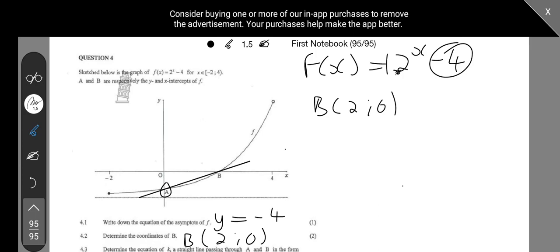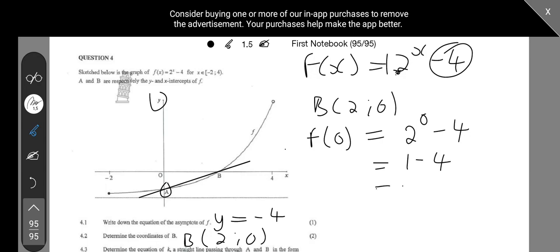Because that's on the y-axis. So we're going to say that f of x, or f when the value of x is 0, is equal to 2 to the power of 0 minus 4. Then 2 to the power of 0 is 1. 1 minus 4 is equal to minus 3. This means that the coordinates of A are given as the value of x is 0 when the value of y is minus 3. So those are the coordinates of A.